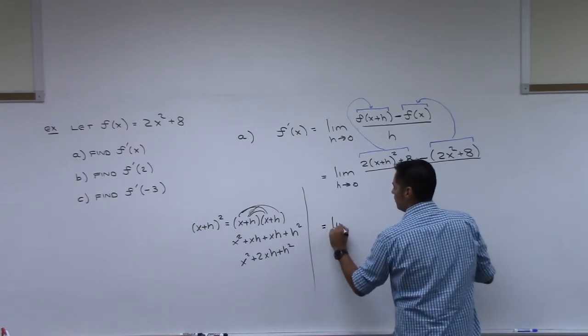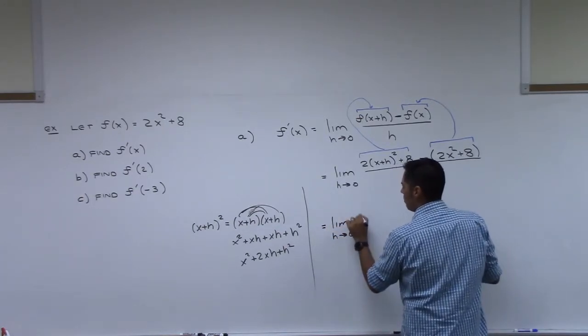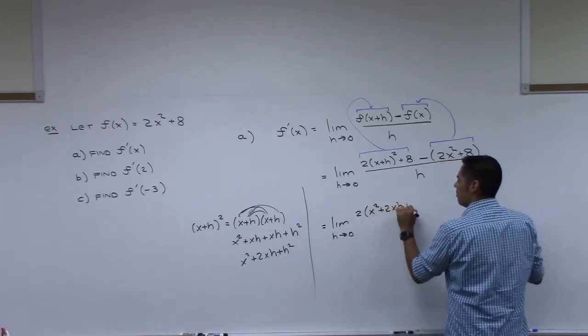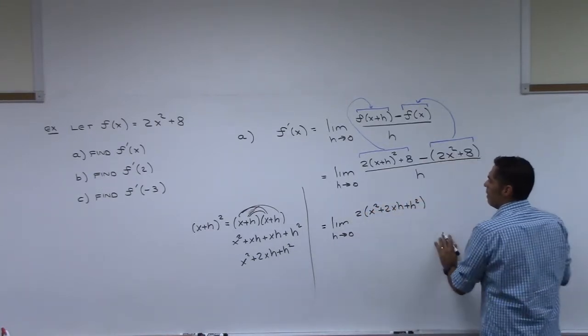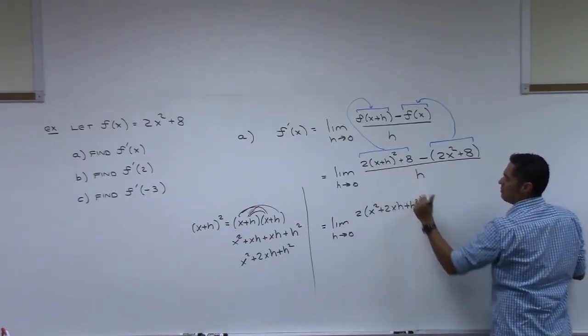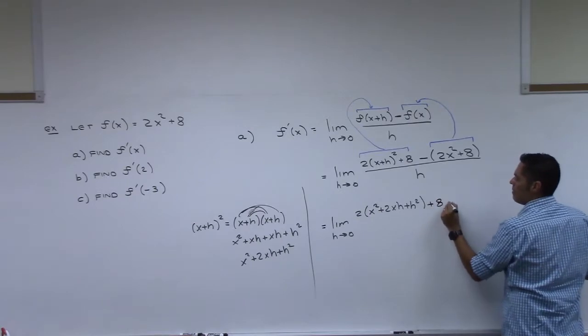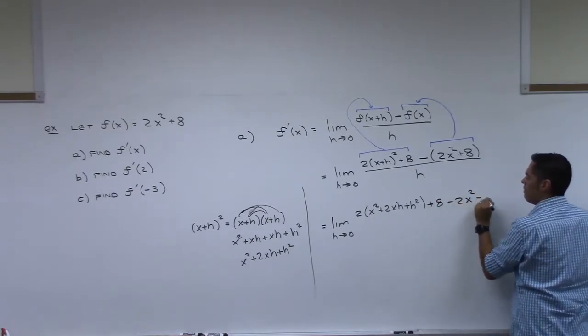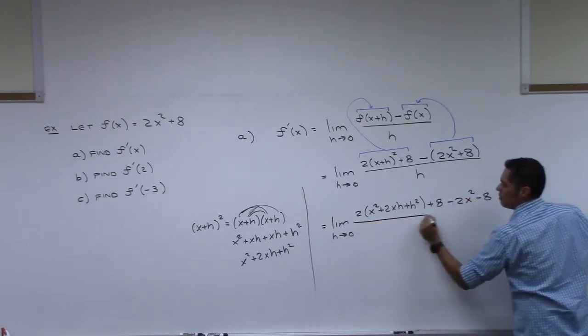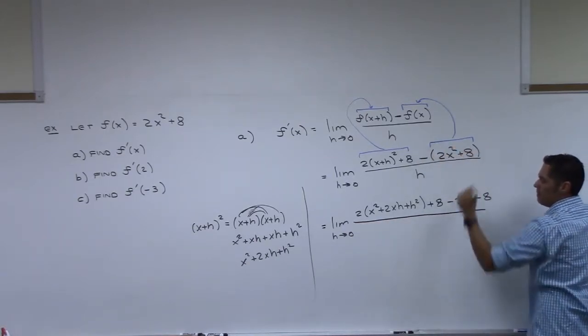So this is going to be limit h goes to 0, 2, then in parentheses x squared plus 2xh plus h squared. That takes care of this part. I still have plus 8, and then minus 2x squared minus 8, so that's this part. I pass that negative sign through, right? And then all over h.